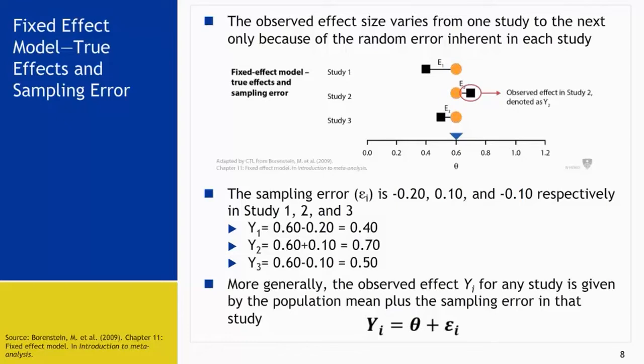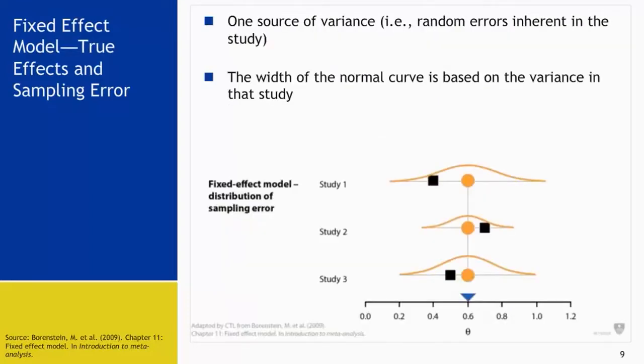More generally, you can write this out, right? The observed effect size yi for any study is given by the population mean plus the sampling error in that study. So again, in a more general way, you can write yi equals theta plus epsilon i, where epsilon i is the random error or the sampling error inherent in that study. If you have 3 studies in your meta-analysis, the i would be 1, 2, or 3. Just to summarize, under a fixed effect model, there's only one source of variance, and that is the random errors inherent in the study. Here, if you look at this figure, we have the distribution of the random errors inherent in the study. Each normal curve on the figure reflects the amount of variance in that study.